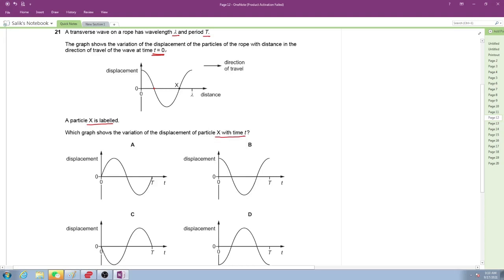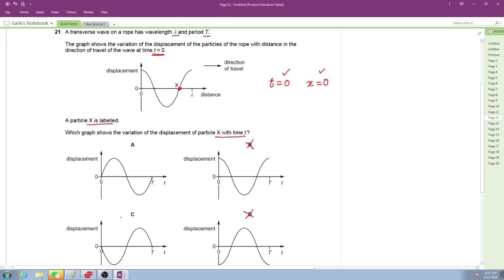At time t equals 0, we can see here, this is labeled, the position of the particle is X. So at time t equals 0, the displacement is 0. Now we are going to convert this displacement versus distance graph to a displacement versus time graph. The first thing we can say is that at time t equals 0 the displacement is 0. So graph B and graph D are not possible because the displacement is not 0 when the time is 0. So these two answers are wrong.